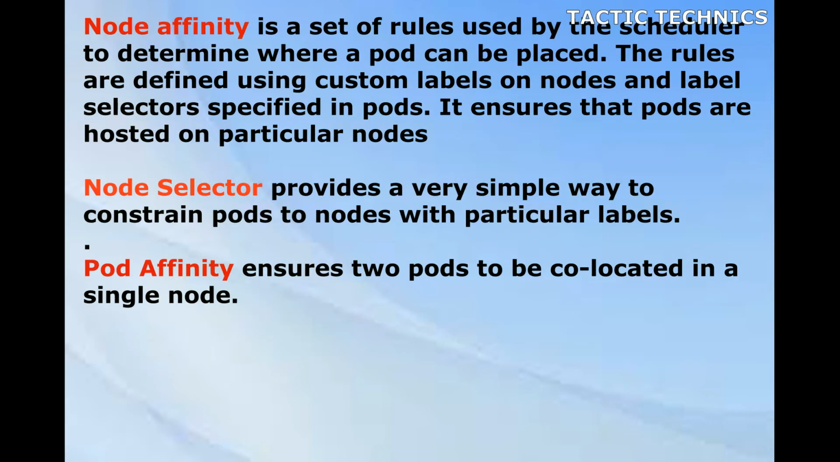Node affinity is a set of rules used by the scheduler to determine where a pod can be placed. The rules are defined using custom labels on nodes and label selectors specified in pods. It ensures that pods are hosted on particular nodes. Node selector provides a very simple way to constrain pods to nodes with particular labels. Pod affinity ensures two pods are co-located in a single node.